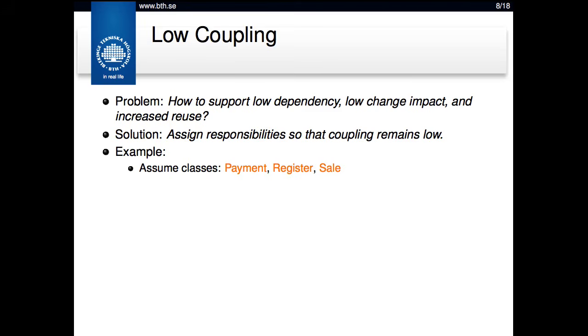So I've got an example on the following slides. Let's assume we have three classes: payment, register, and sale. Register is probably the cash box deposit at the checkout counter.